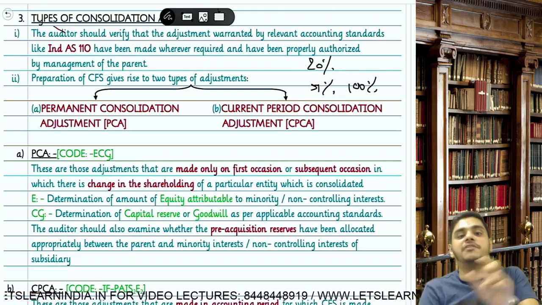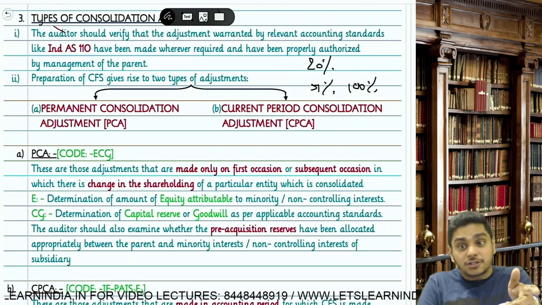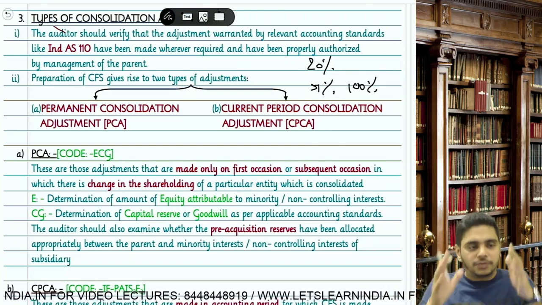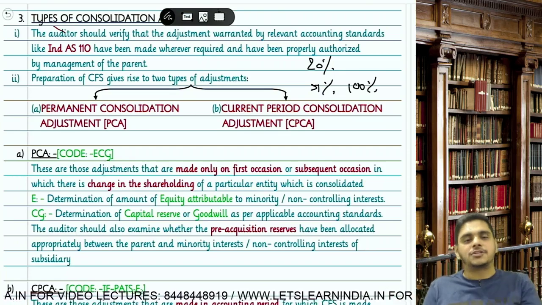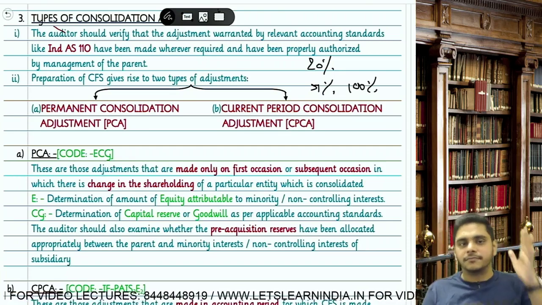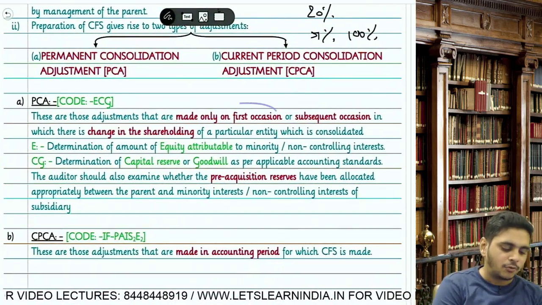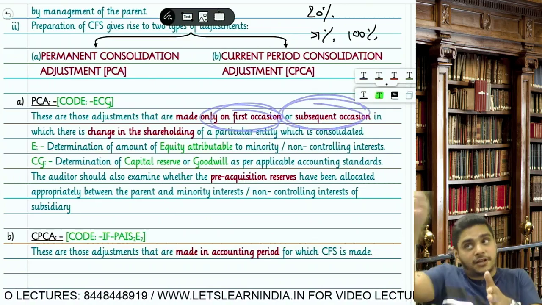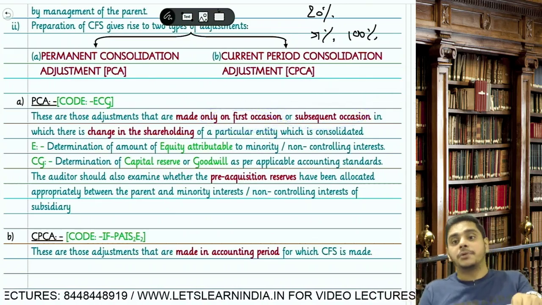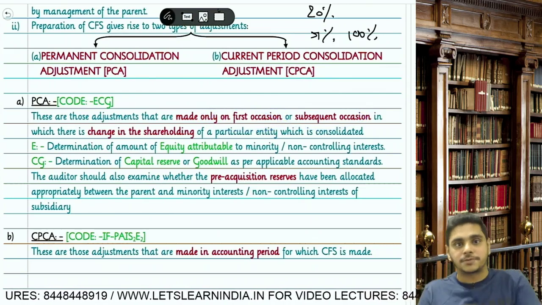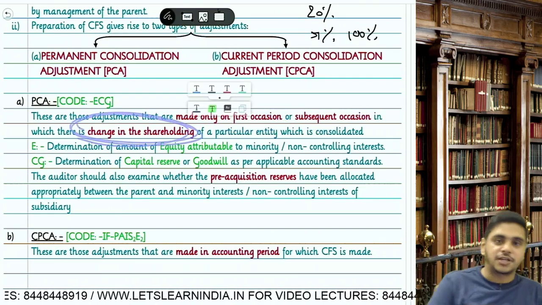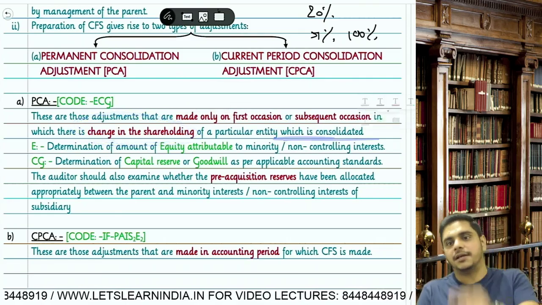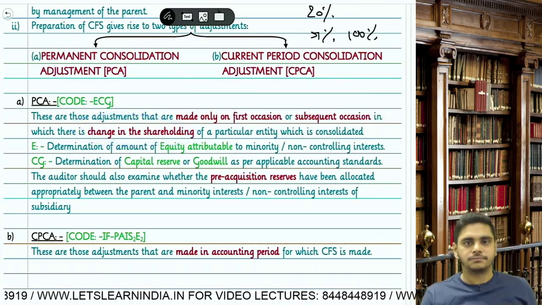Either on the first occasion or subsequent occasion whenever there is a change in the shareholding, the adjustments you make are called as what? Permanent consolidation adjustment. These are adjustments made only on the first occasion, when she became a subsidiary, or subsequent occasion like from associate to subsidiary to wholly owned subsidiary, in which there is a change in the shareholding of a particular entity which is consolidated. It is called as PCA, permanent consolidation adjustment.